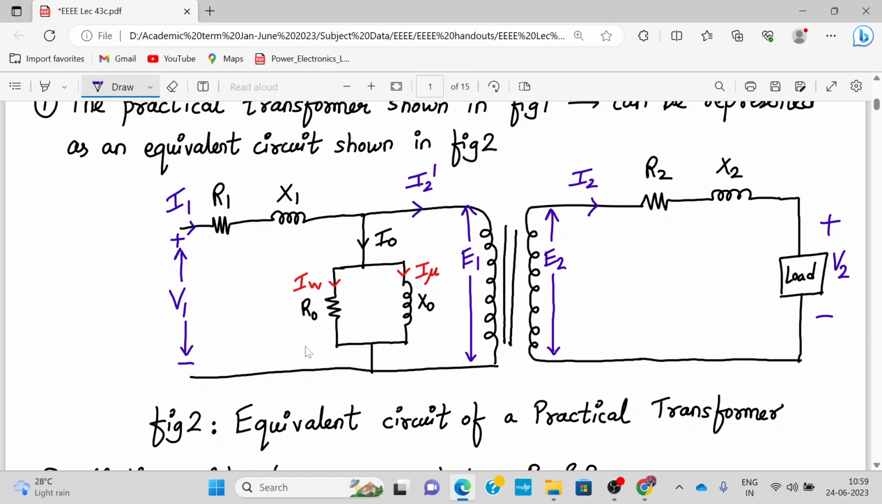So this is how the equivalent circuit of a practical transformer looks. At the primary side we have R1 and X1. Then to represent the no load current, we have R0 and X0. The currents flowing through them are IW and I mu. Then we have I2 dash, which is the combination of I1 and I0. And at the secondary winding we have R2 and X2. The current flowing is I2, and we have a load. Across the load we have a voltage V2, and the load impedance we can mark as ZL. Alright, so this is the equivalent circuit of a practical transformer.